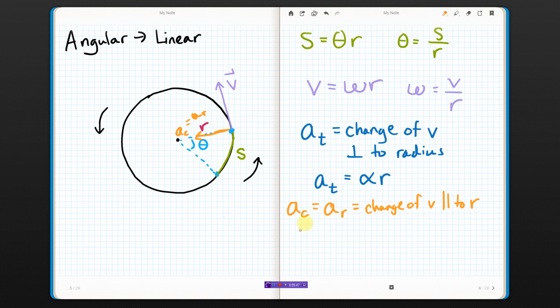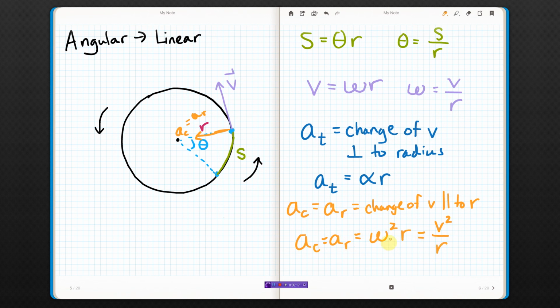We've done centripetal acceleration before, but in angular terms, it ends up being angular velocity squared times r. Or if you want it in linear terms, which is what we've done before, it's v squared over r.